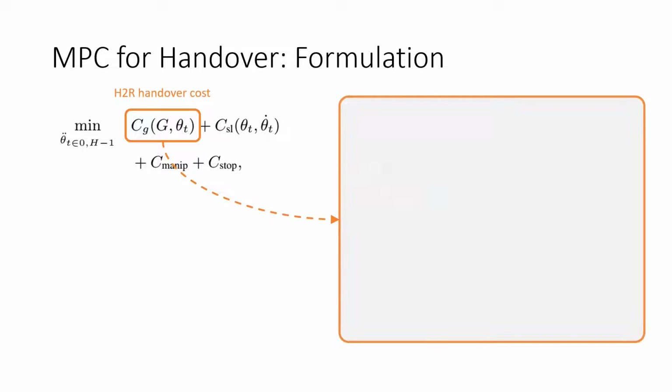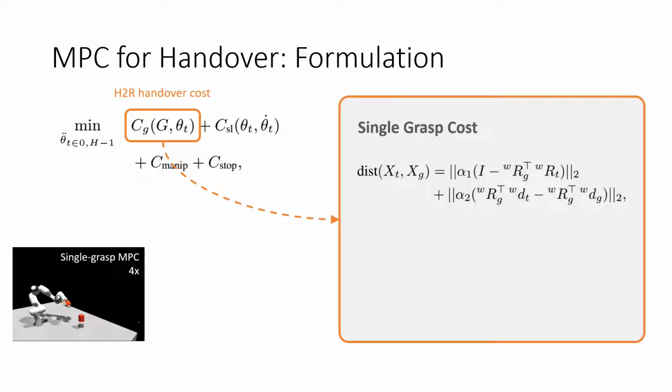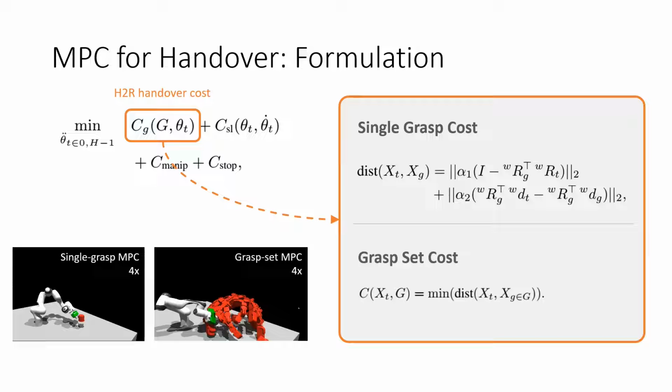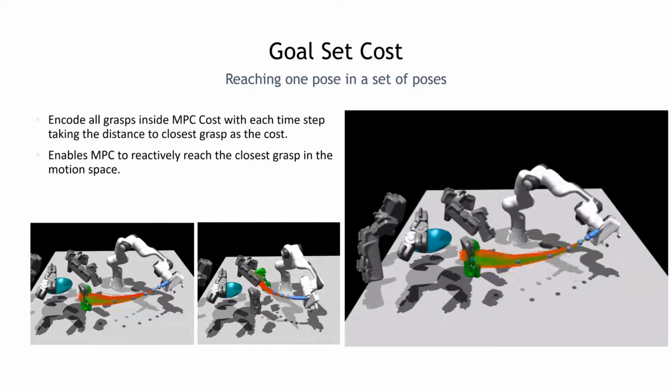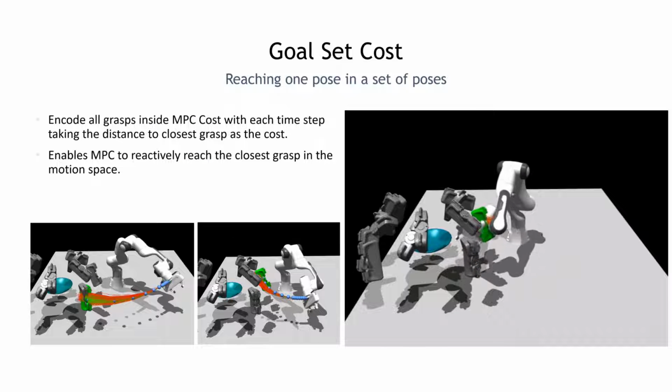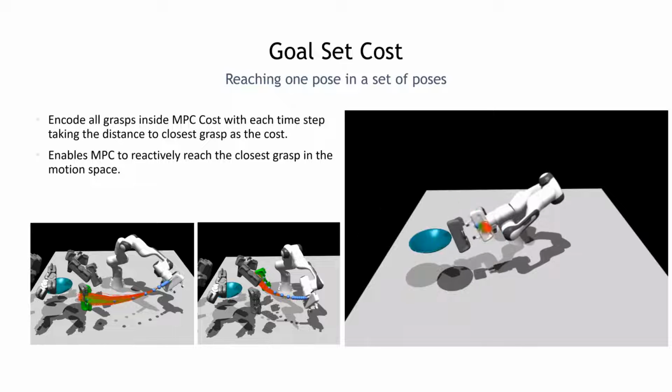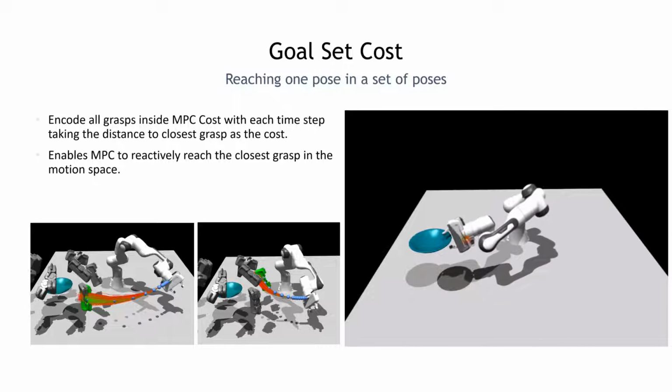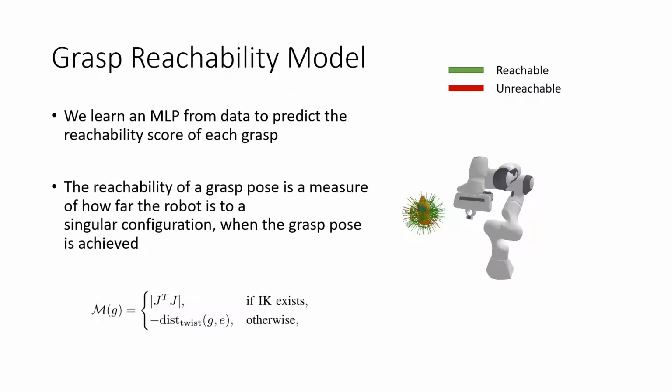The single grasp cost encourages the gripper pose to be as close to the target grasp as possible. The grasp set cost will take the whole grasp set as input and minimize the minimal distance between the current gripper pose and each of the grasps. As demonstrated in this video, encoding all grasps inside the MPC cost at each time step enables the system to reactively reach the closest grasp in the motion space.